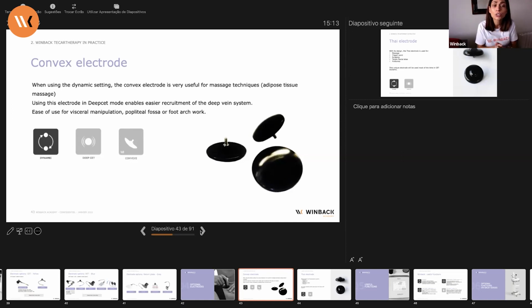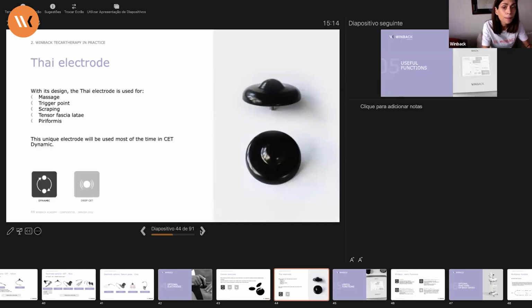It's easy to use in visceral manipulation when you're stimulating the popliteal fossa, or when you're working on the foot arch because of the mechanical effects. It can be used in dynamic, in deep set.